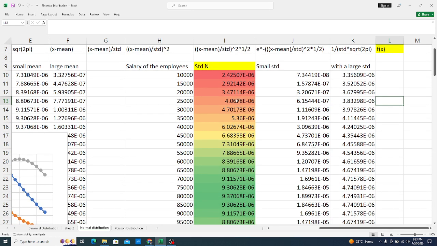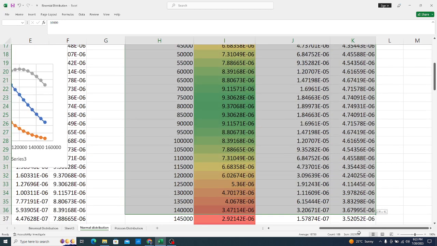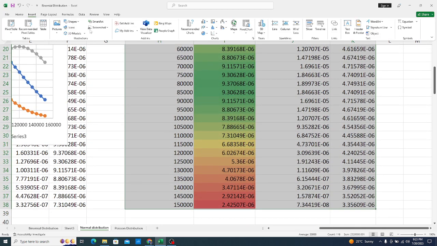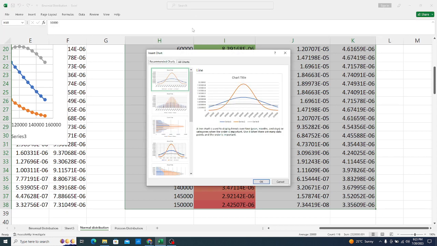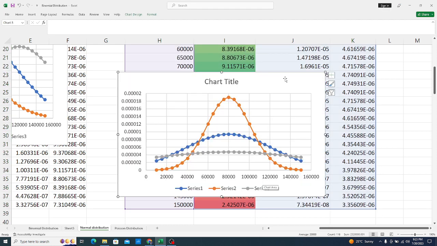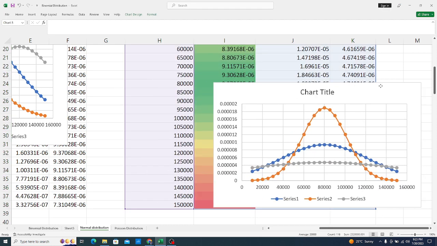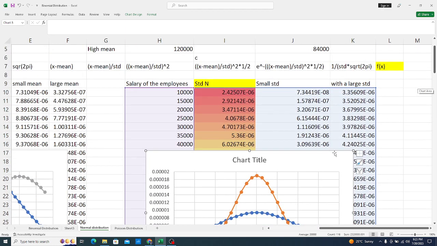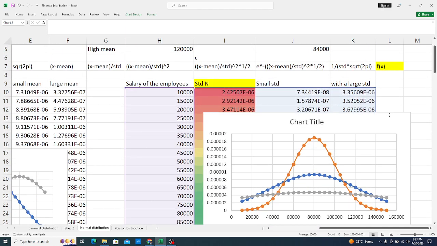Okay, let's try and see what will happen to the normal distribution curves. So I'll go to recommended, and then I'll go with this. So you can see how the normal distribution is looking. Okay, so let's start with the first one.